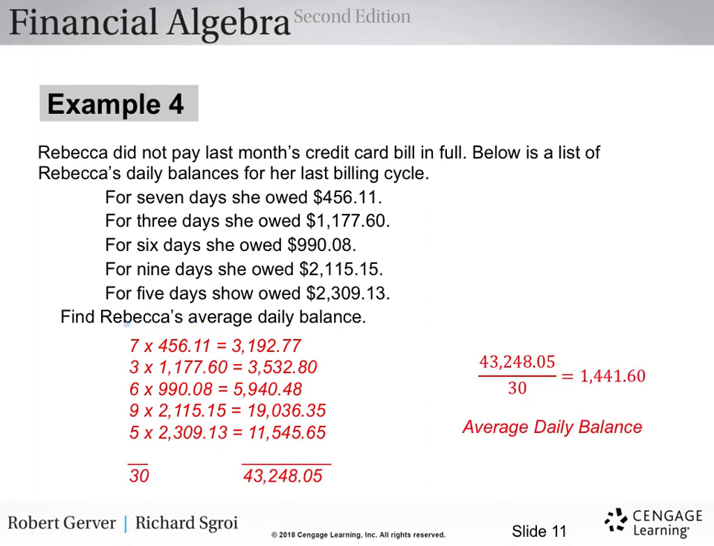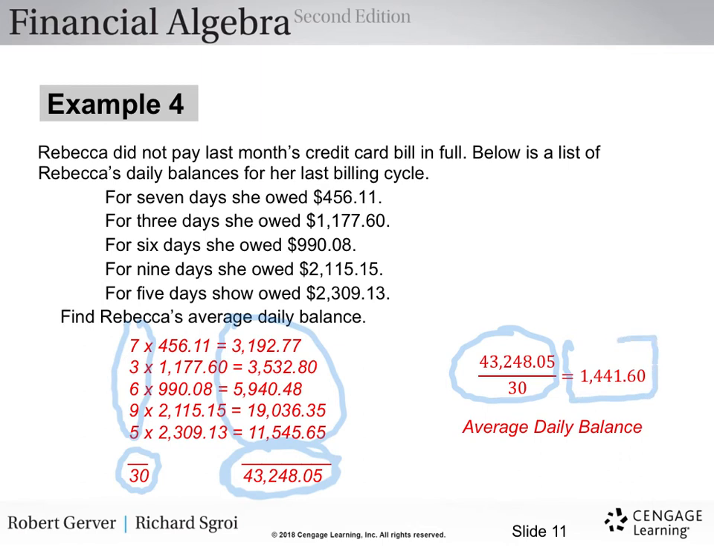All right, so if I add up all the days, okay, we're going to get 30, which is what you'd expect, because this is for 1 month, all right? Then if I add up all the balances multiplied by the number of days, I get a total balance here. Now, I'm going to take that balance that I've got, the $43,248.05, and divide it by 30 days, and that's going to give me my average daily balance of $1,441.60. So this is how you calculate average daily balance, okay?